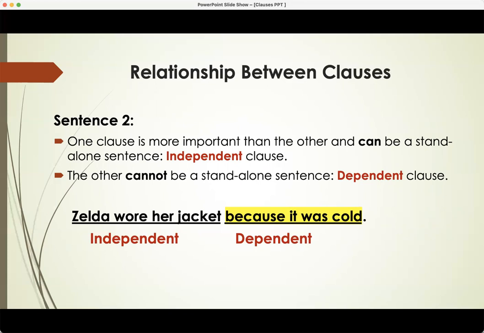So it's a reason. So a reason needs a cause. Without the cause, there can be no reason. So in this way, we can understand why, because it was cold on its own, cannot be a standalone sentence. And we call these types of clauses dependent clauses because they depend on the main clause or the independent clause in order to make sense.